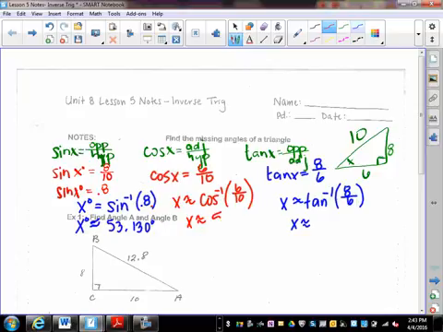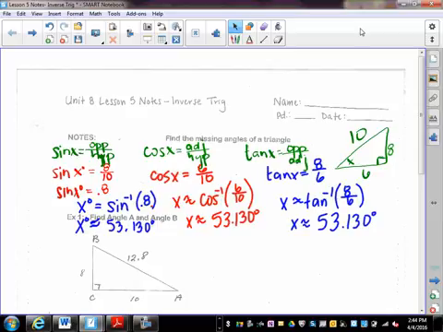Good. You should have gotten the same thing for every single one. Why is that? We're finding the same x each time, guys. We're solving for the same x each time, so you don't have to do all three trig functions. But I wanted to show you that if you do inverse sine, you'll get the same thing as if you do inverse cosine or inverse tangent. We're solving for the exact same x each time.